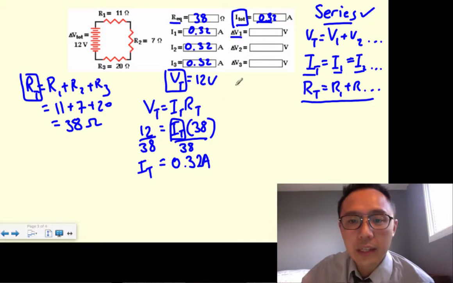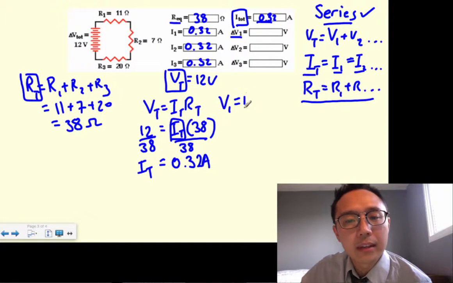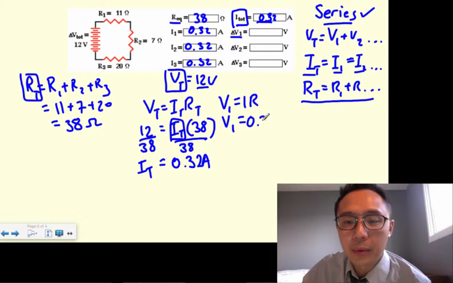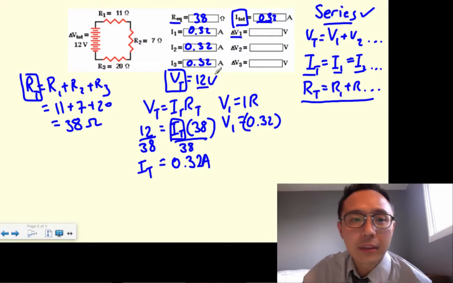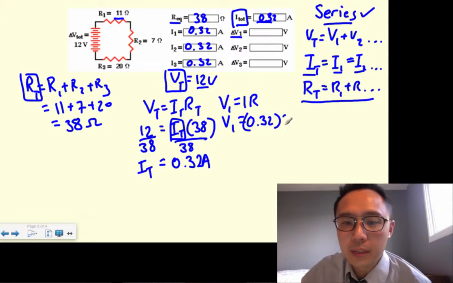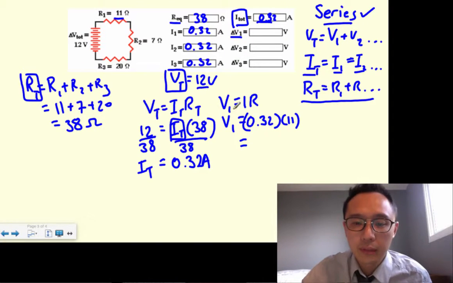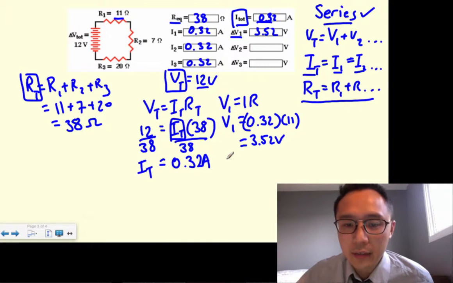Now to solve for individual ones, I think now you're getting the point because I use Ohm's law again. I'm going to try to solve for voltage. And I have the same current, so 0.32 amps, multiplied by resistance 1, which is 11 ohms. 0.32 times 11 is 3.52. So that's 3.52 volts, just like that. And I'm sure you get the hang of the next one.